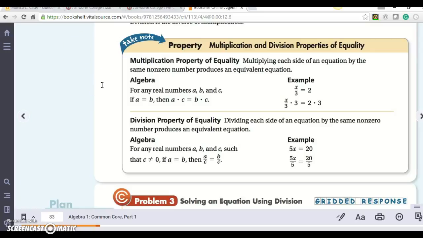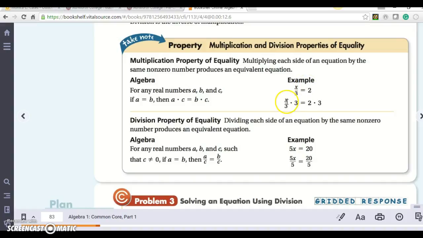Okay, let's go on to problem 3. It says multiplication and division properties of equality. Multiplication property of equality: multiplying each side of the equation by the same non-zero number produces an equivalent equation. For example, for any real numbers a, b, and c, if a equals b, then a times c equals b times c. So here we have an example.